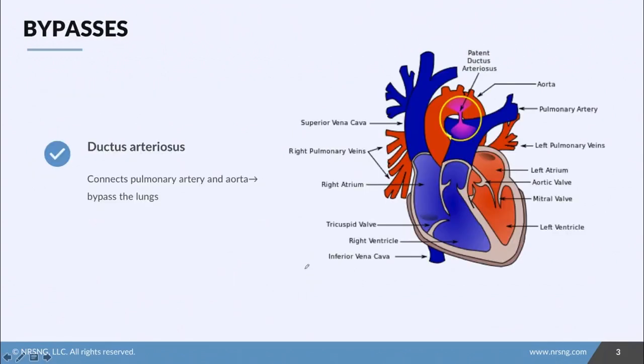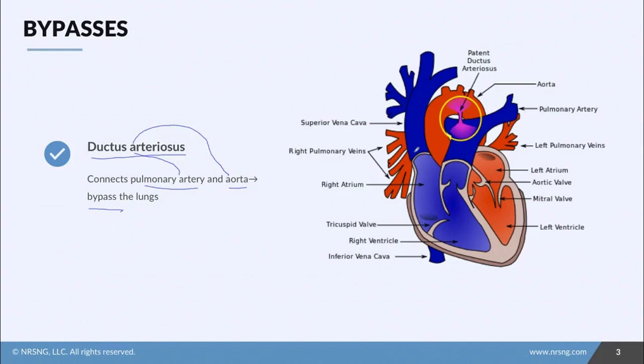Okay, so now onto these bypasses that I mentioned. The first we're going to talk about is called the ductus arteriosus. This one is going to connect the pulmonary artery and the aorta. Again with my first letter things, arteriosus is the artery and the aorta. And this is going to bypass the lungs.